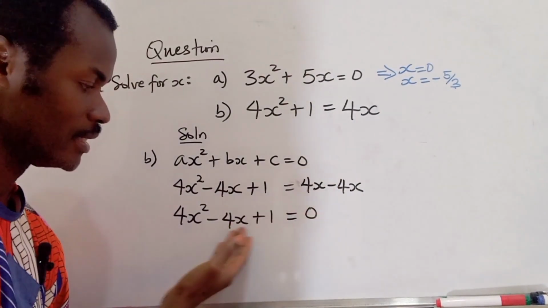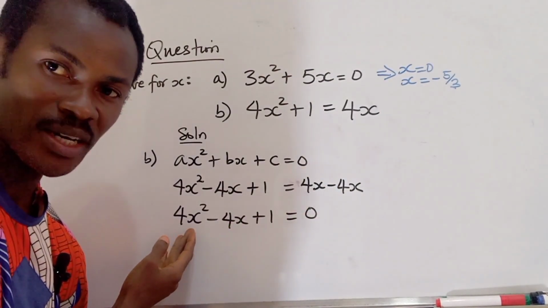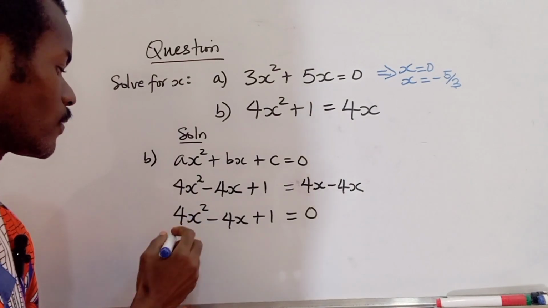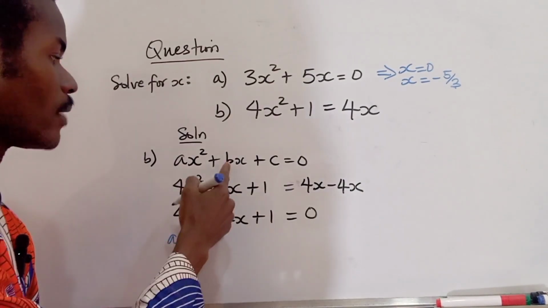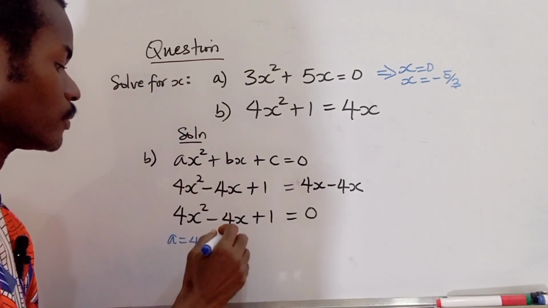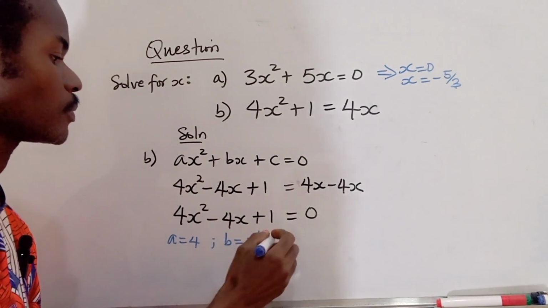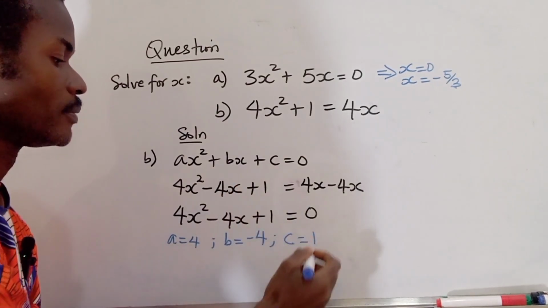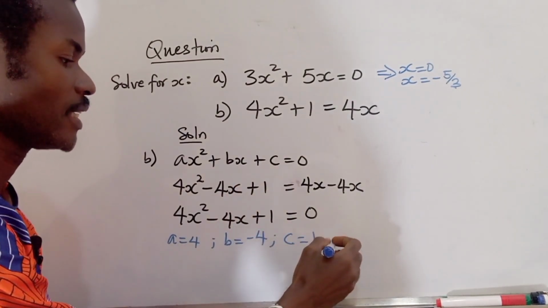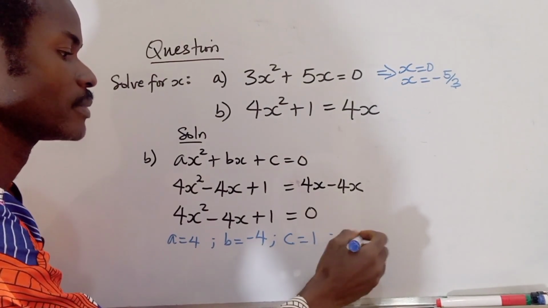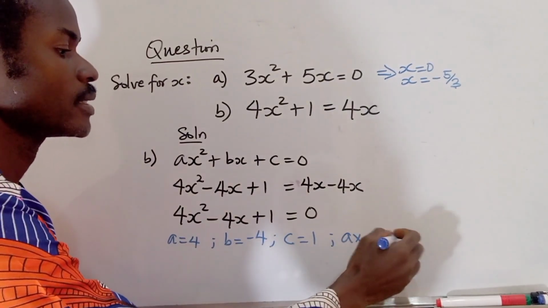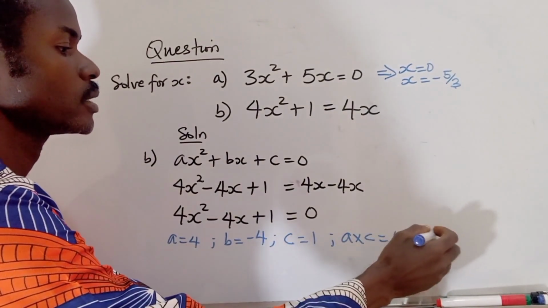Now you can see it looks like the general form of a quadratic. So I realize my a here is 4, so a is 4. Our b here is minus 4, so b is minus 4. And our c is equal to 1. Now, the next thing is my a times c. It means 4 times 1. So a times c means 4 times 1, which is equal to 4.